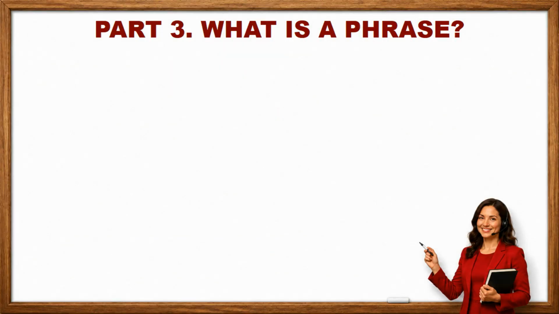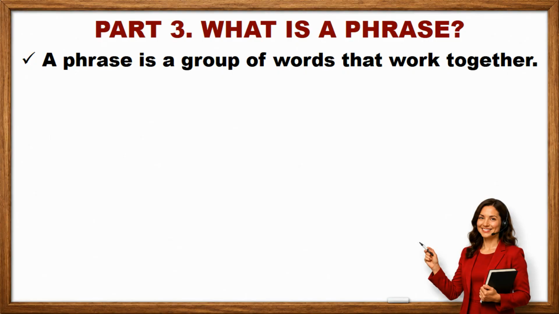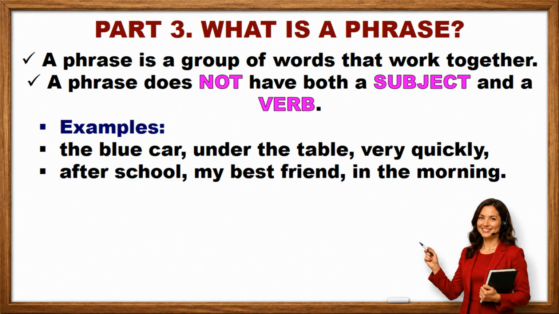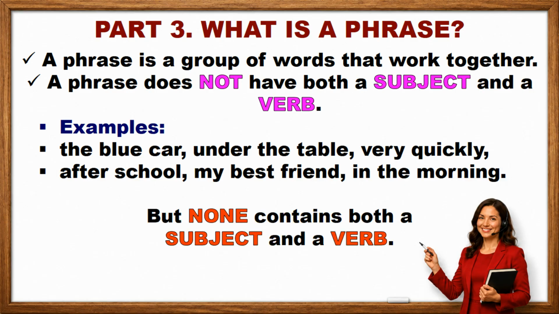Part 3. What is a phrase? Now let's make something bigger. A phrase is a group of words that work together. But here's the important rule. A phrase does not have both a subject and a verb. Remember this. No complete subject-verb combination. Examples: the blue car, under the table, very quickly, after school, my best friend, in the morning. These all have several words, but none contains both a subject and a verb. So they are phrases.